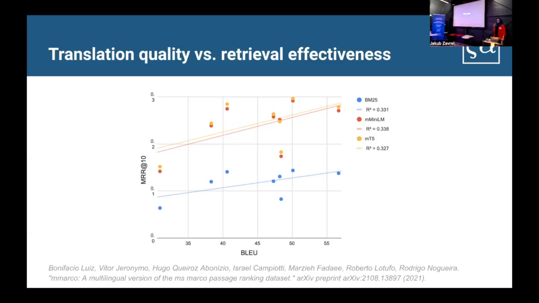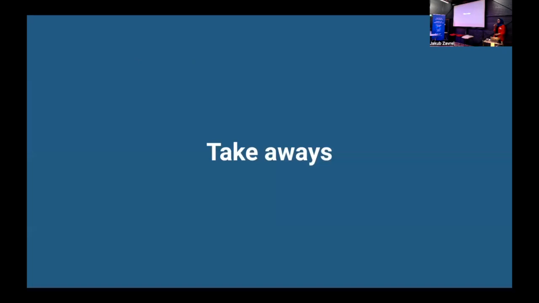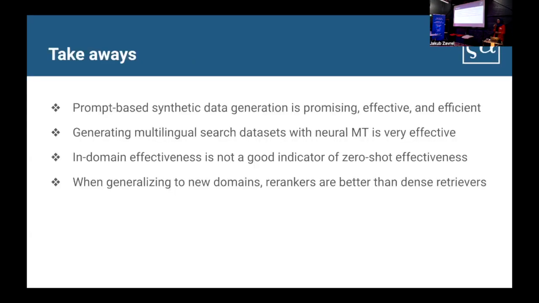Right, so takeaways. I know that I probably talked about a lot of different information in this talk. So there were 4 different papers, and I do encourage you to check them out to know more about them. But I do want to summarize our findings in these works here with a couple of statements. So one is that we saw that prompt-based synthetic data generation is promising. We also saw that generating multilingual search data sets is also effective.